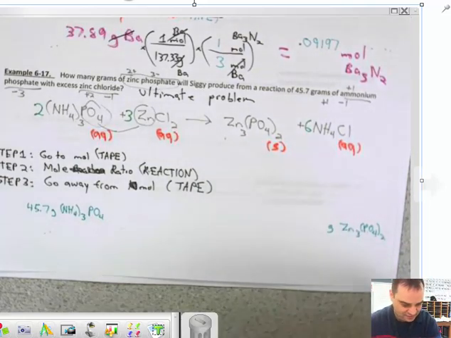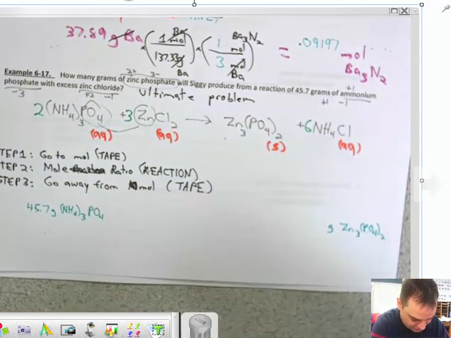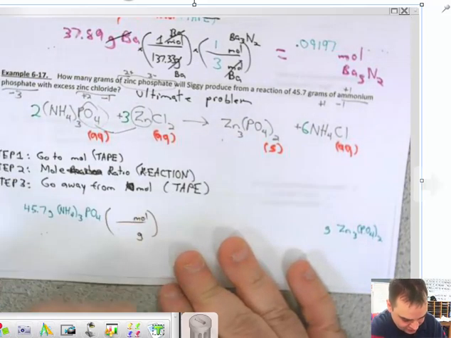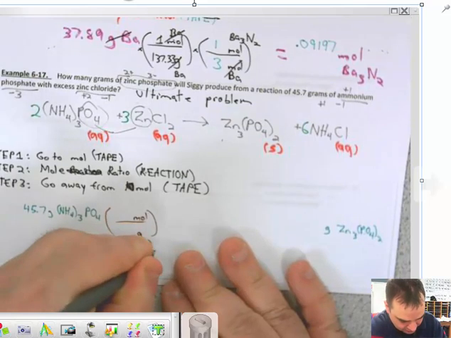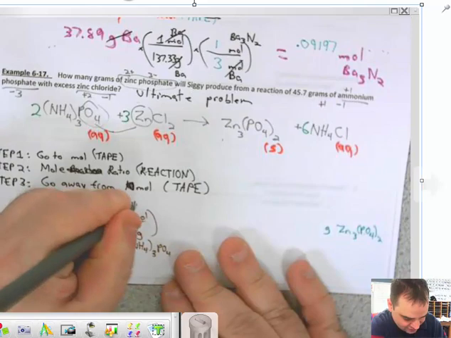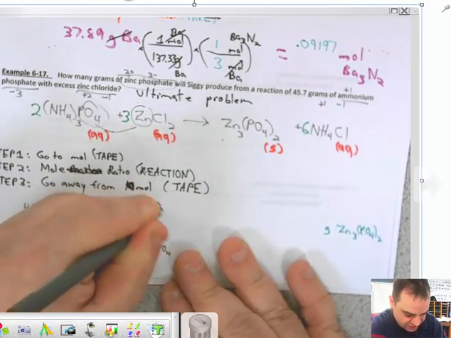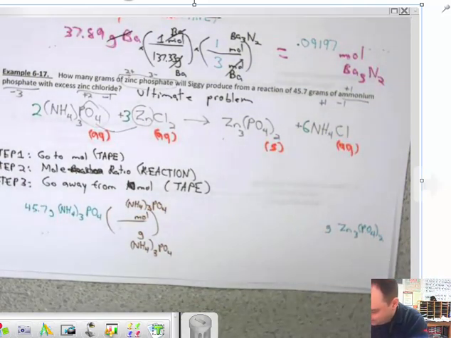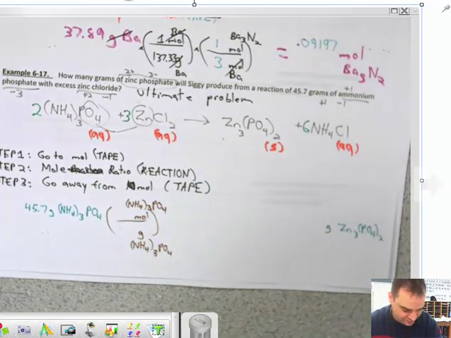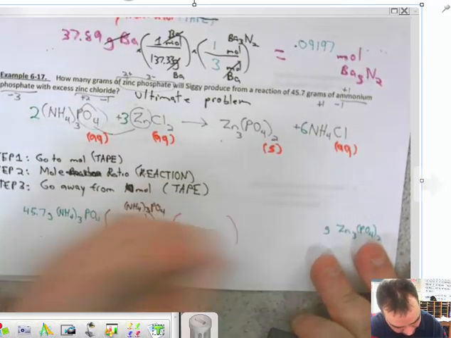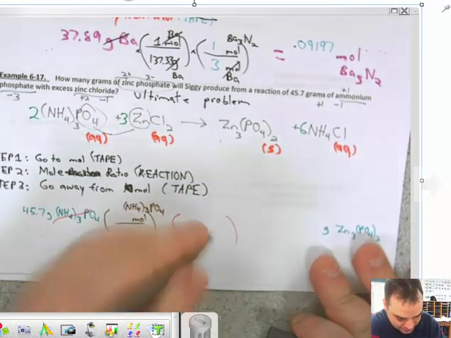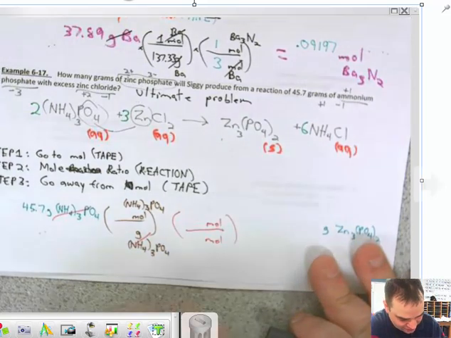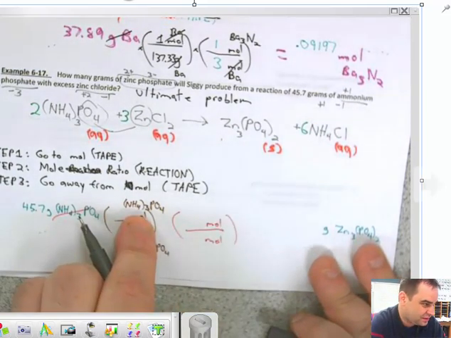Okay. Step 1, go to moles. So you have to do grams on the top, grams on the bottom. What are you going to convert to? Moles. This is NH4 3PO4. This is NH4 3PO4 because those are the substances that are the same for the tape steps. Then you have to do the next step, which is the reaction. Then you go swish like this, right? Moles on the top, moles on the bottom. What are you going to convert to? Moles.